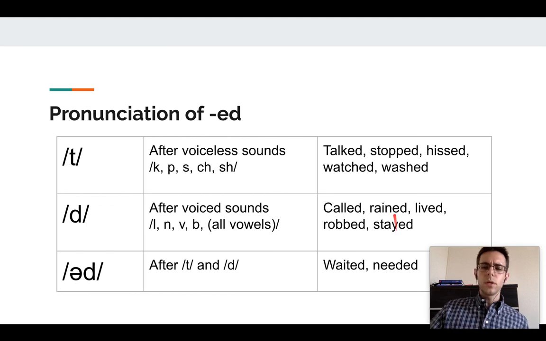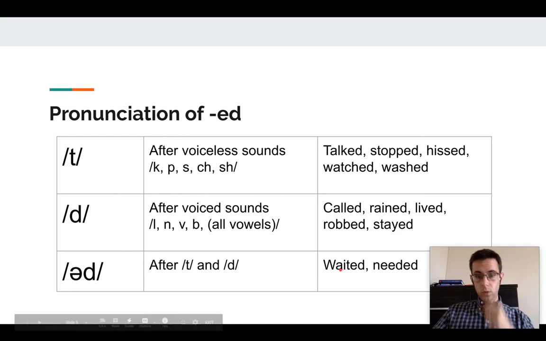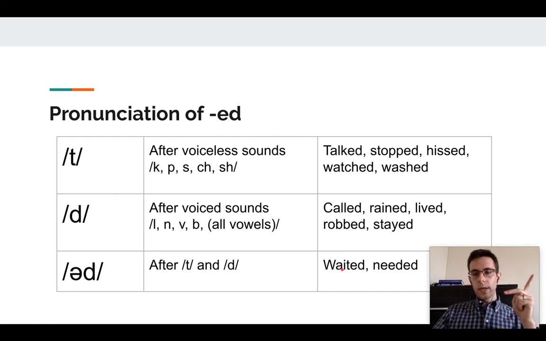So maybe you can hear, but these t and d sounds don't add a syllable. Stay is one syllable. Stay, stayed, still one syllable. But these ones, wait, waited, need, needed, become two syllables. This one adds a syllable.